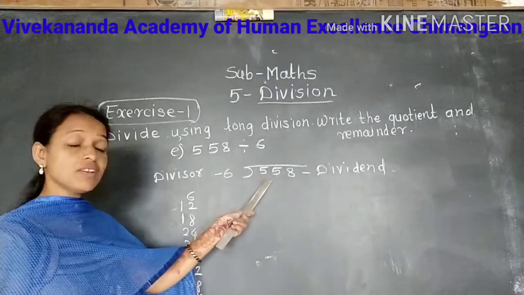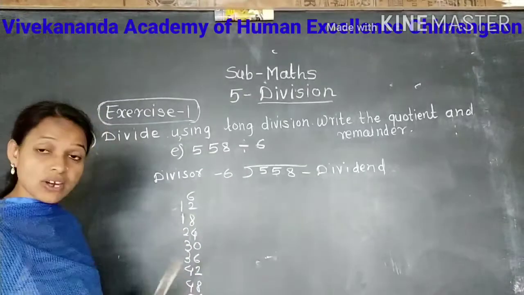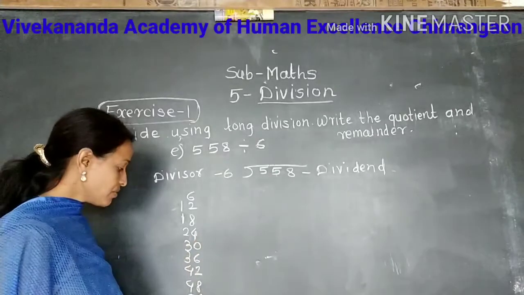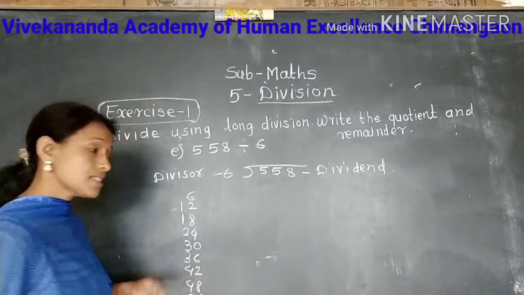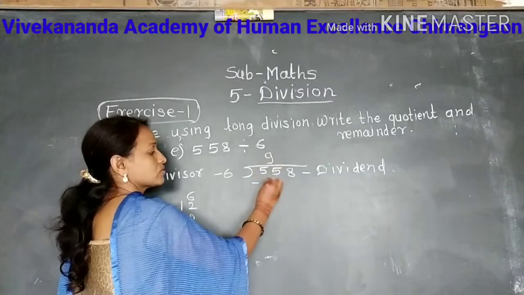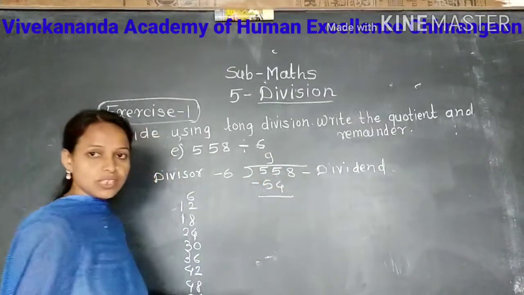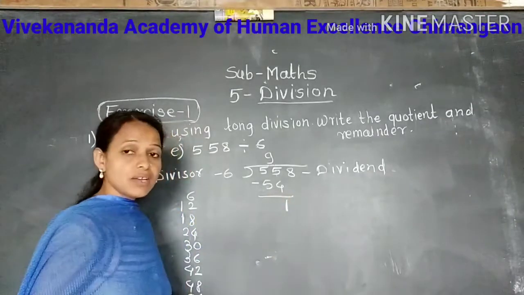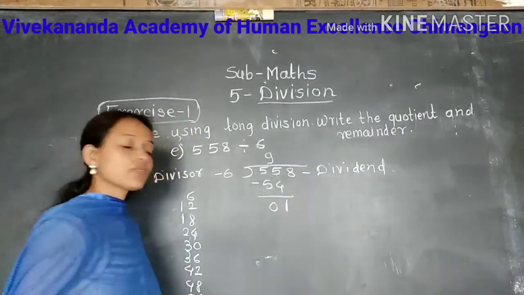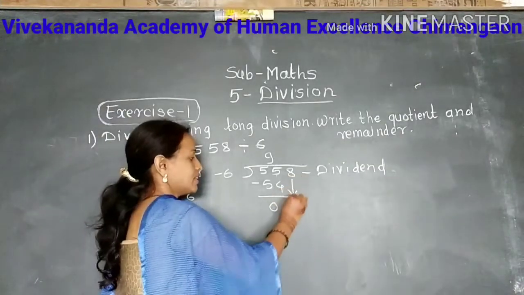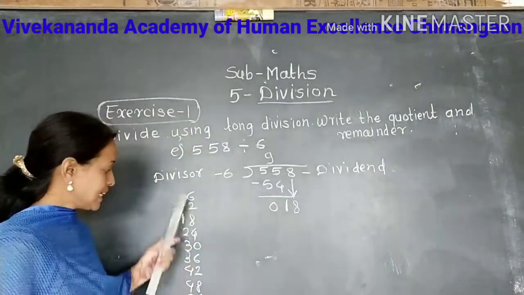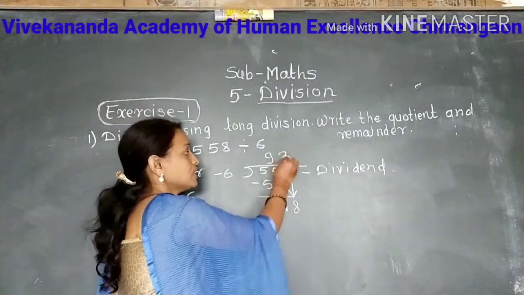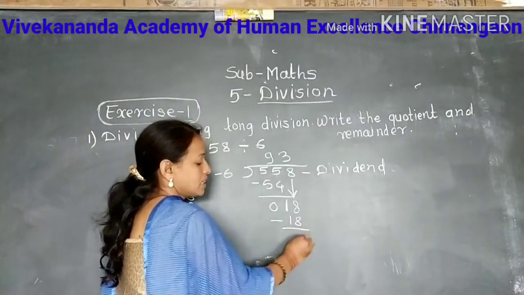Now 55 is not a multiple of 6, so we take less than 55. Less than 55 is 54. 6 nines are 54. Now subtract: 5 minus 4, 1, and 5 minus 5, 0. The next digit is 8, so 18. 18 is a multiple of 6. 6 threes are 18, so the quotient will be 3. 8 minus 8, 0.